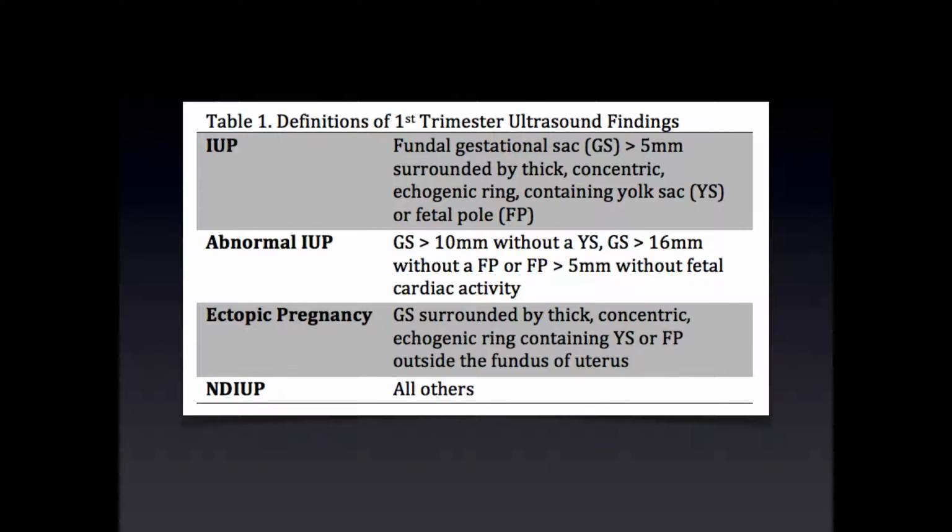An abnormal intrauterine pregnancy is one that has a gestational sac greater than 1 centimeter without a yolk sac, or a gestational sac greater than 16 millimeters without a fetal pole, or a fetal pole greater than 5 millimeters without fetal cardiac activity. An ectopic pregnancy is a gestational sac which is surrounded by a thick concentric echogenic ring containing a yolk sac or fetal pole outside of the fundus of the uterus. All other findings are classified as an NDIUP, or no definitive intrauterine pregnancy.